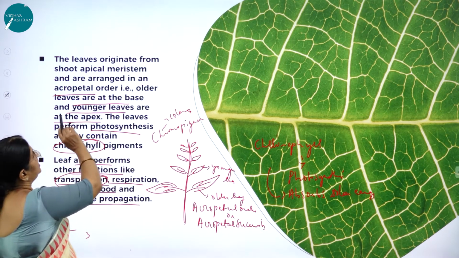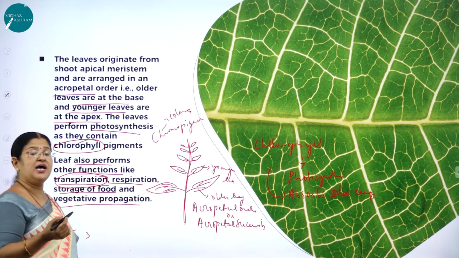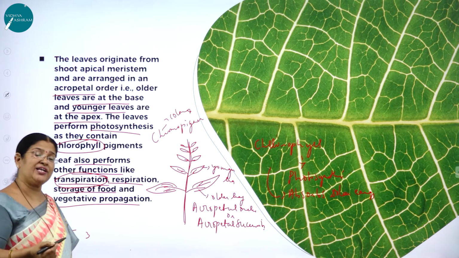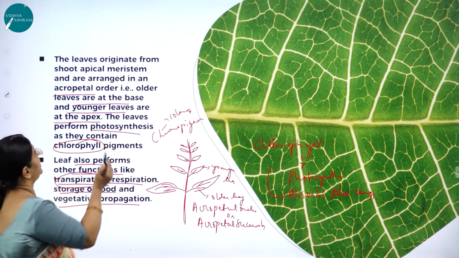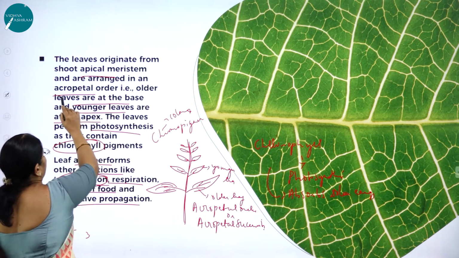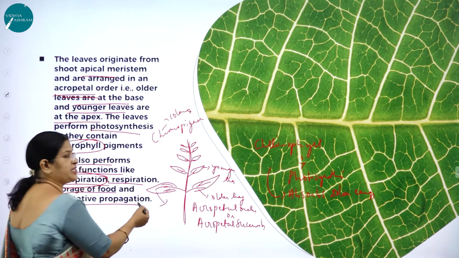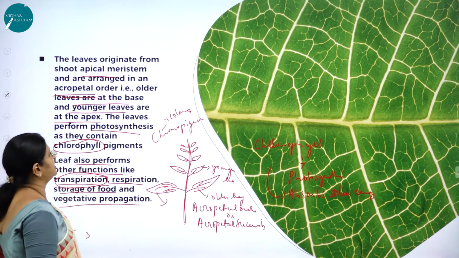So as I said, the leaves originate from the shoot apical meristem. As you know, meristematic cells are the growing cells which have an active rate of mitotic cell division, and they develop or originate from the shoot apical meristem and are arranged in an acropetal manner. What do you mean by acropetal manner? The older leaves are at the base and the younger leaves are at the top.